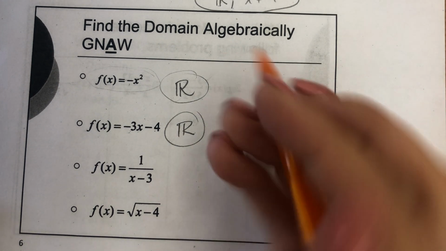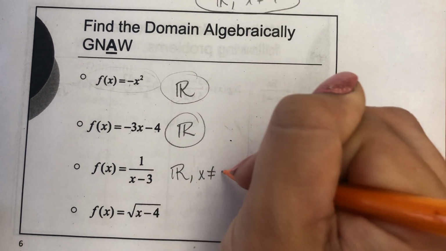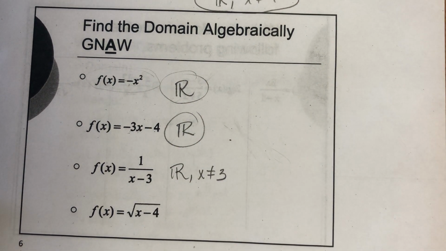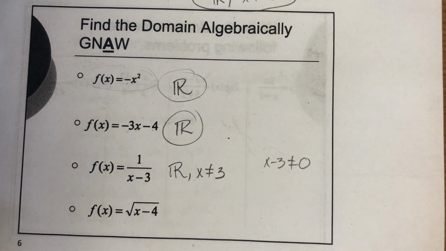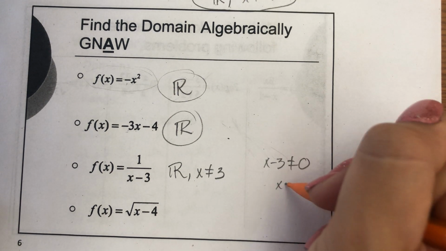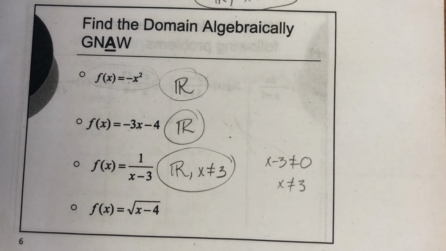Alrighty, on this one, this is all real numbers except x cannot be 3, because the strategy would be to take the denominator and set it so that it can't equal 0. X can't equal 3. Okay. All right, do this last one, please.